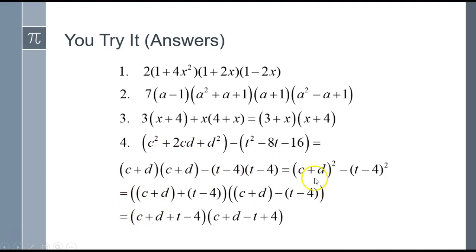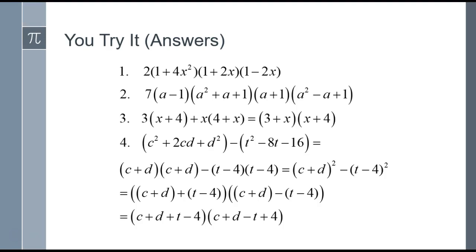But so I have c plus d is the first thing squared. T, this is again a plus 4, is the second thing squared. So I have c plus d plus t plus 4, c plus d minus t plus 4. So this will be a plus and this will be a minus here. Those two signs will switch in the end. But that one is definitely a more complicated one. You won't have 12 of those on the test. If you have one, it might be just to see if you can do it.